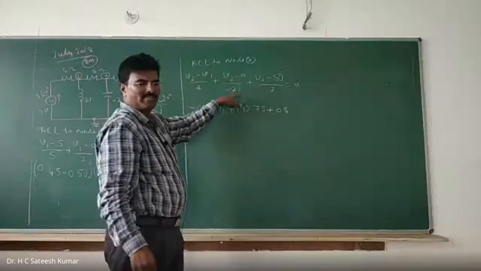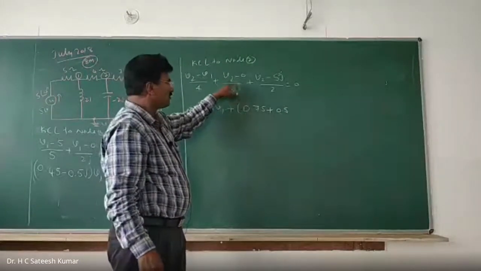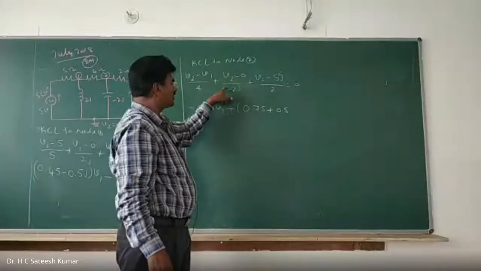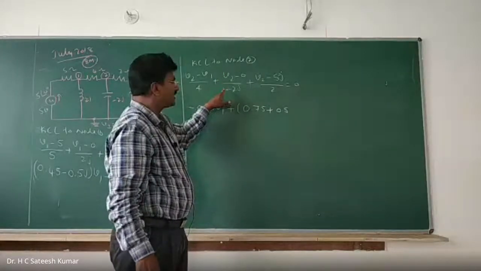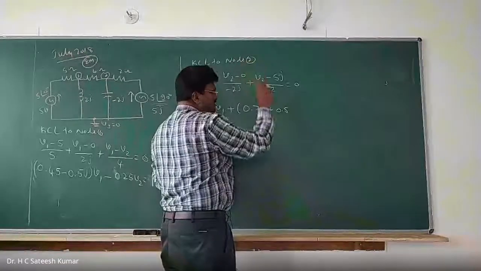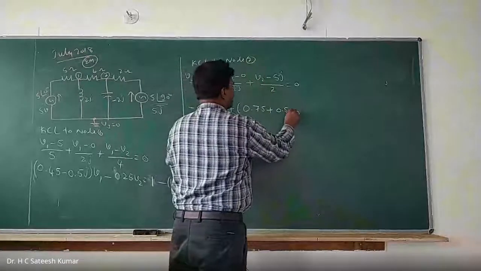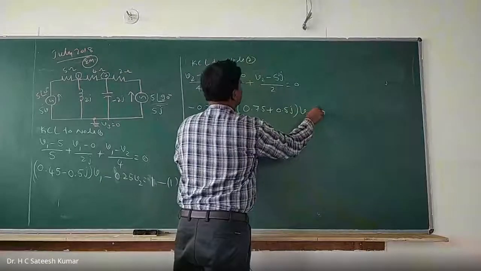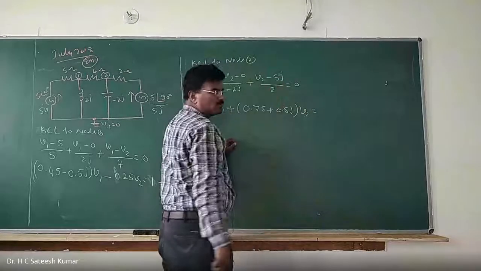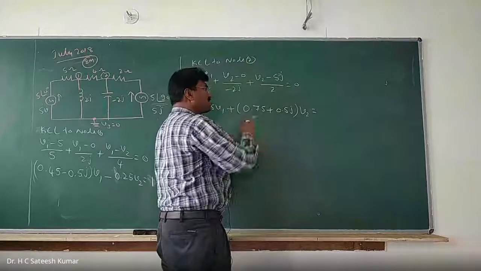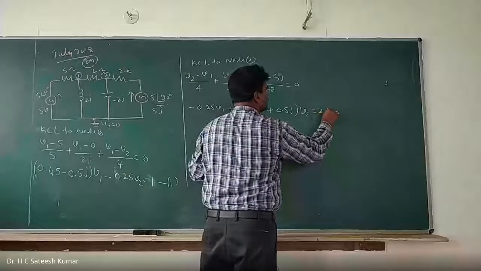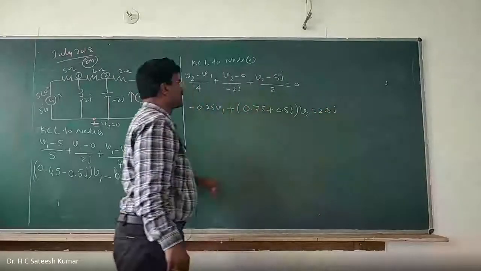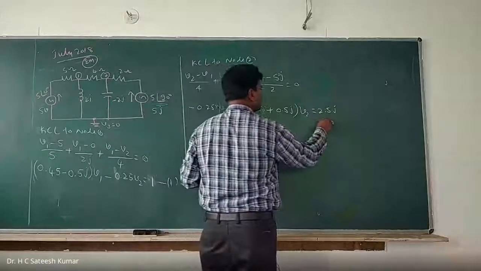1 by J is what? When it goes to numerator, minus J. Minus of minus, plus J. So minus J goes to numerator, it becomes plus J. Therefore, you will get plus J into V2 is equal to 5 divided by 2, 2.5. Transfer to right hand side, 2.5J. Call this equation number 2.